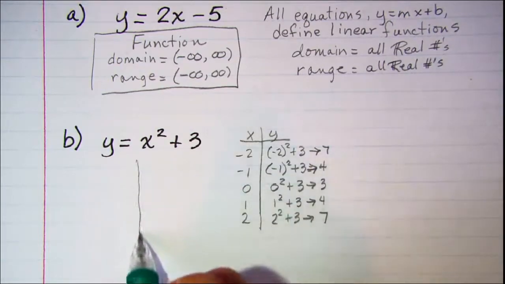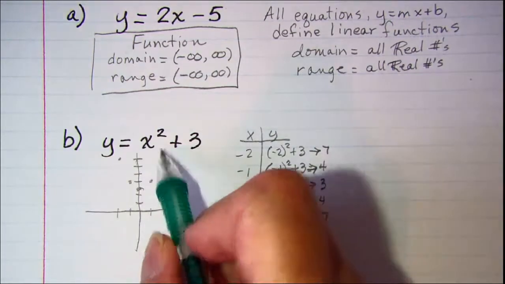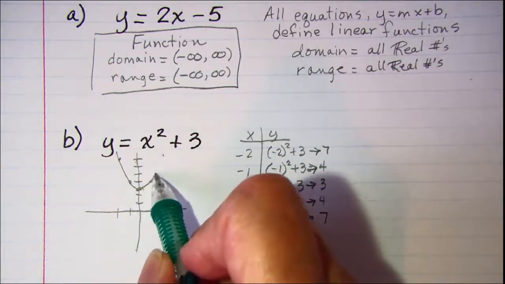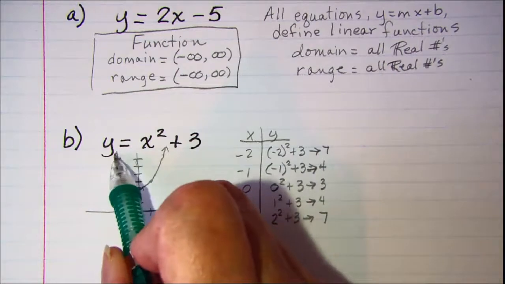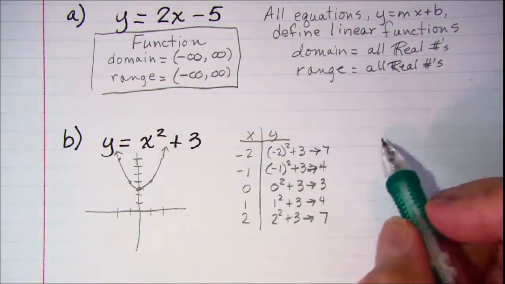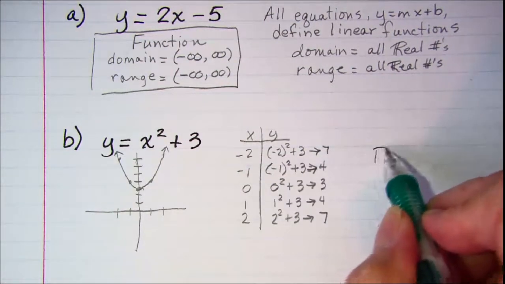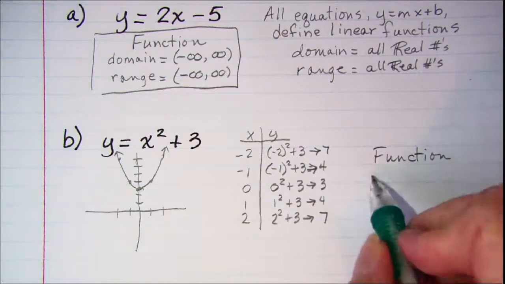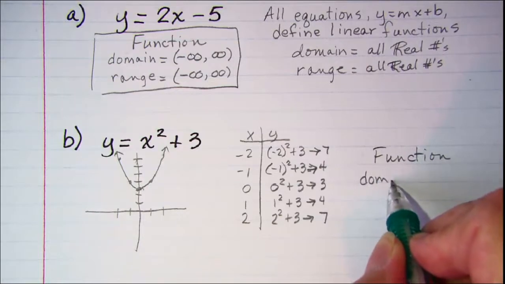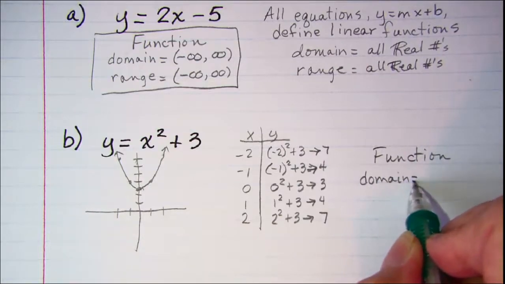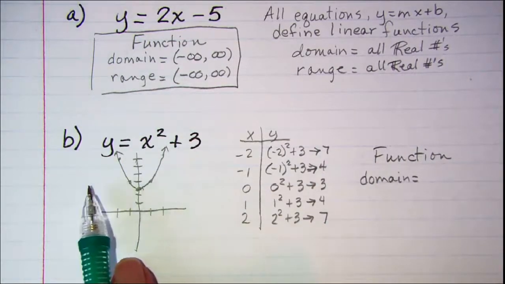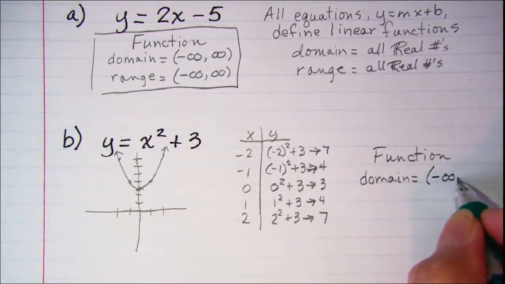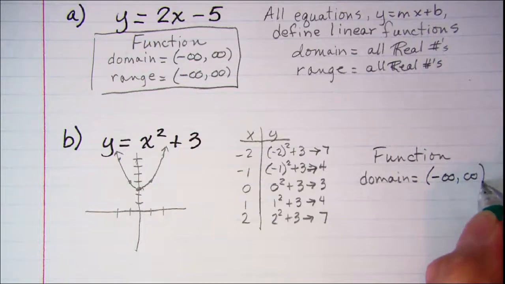We look at the graph on this. We have a parabola, and we can see that this is a function. The domain is all real numbers. So with interval notation, we have negative infinity to positive infinity.